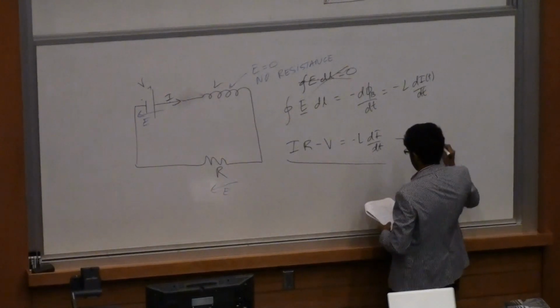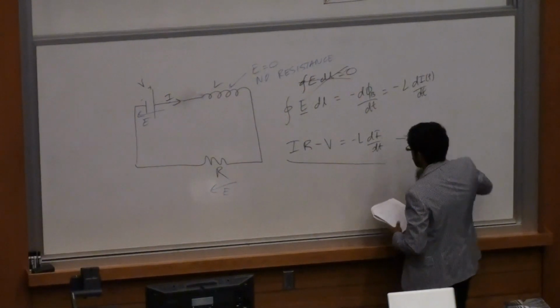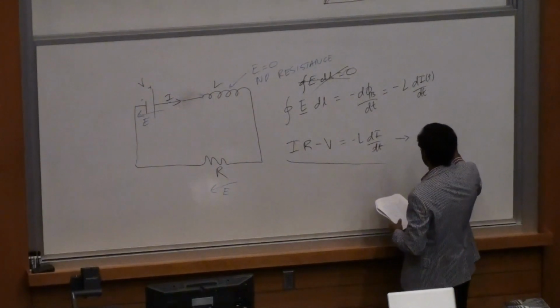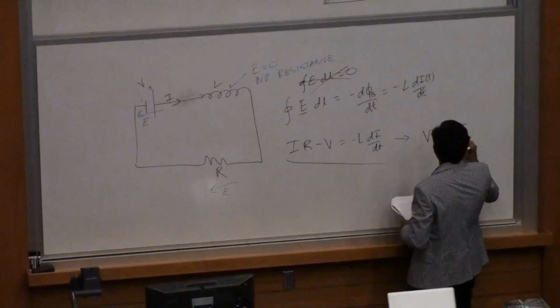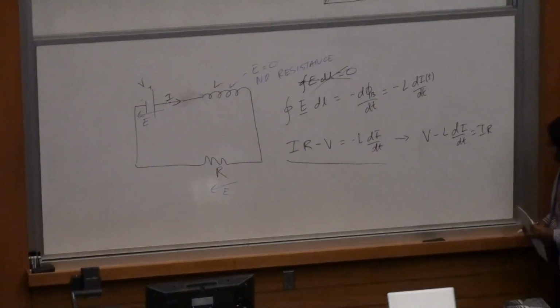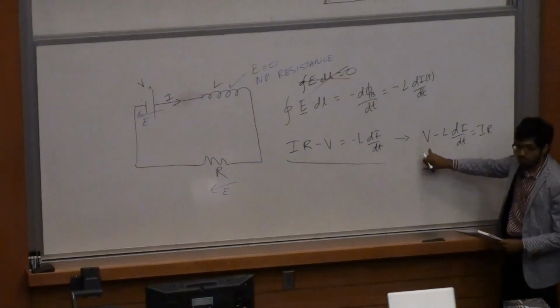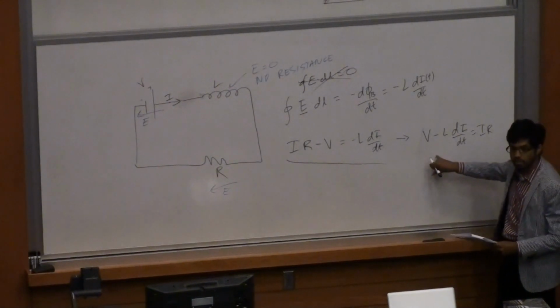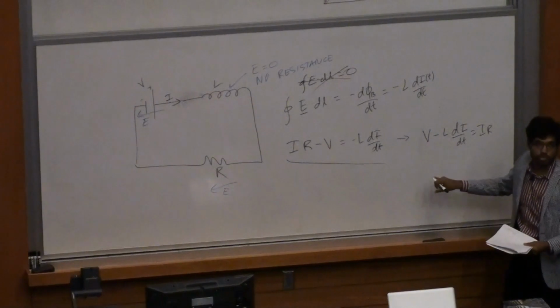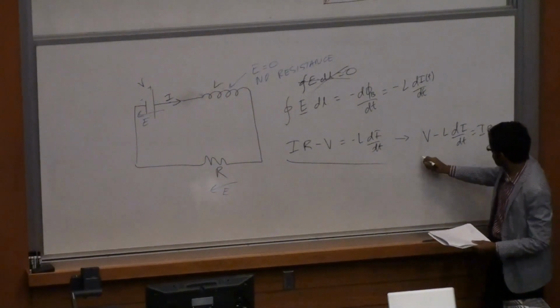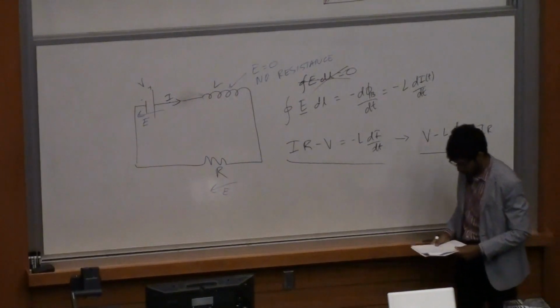Well, no, let me do it the other way around. So I'll bring the voltage over to the side, so I have V minus L di dt equals IR. And this is sort of, at least logically pleasing, because I have a certain EMF, and this term essentially says that my inductance is opposing, it's fighting my EMF, which we know is the case right now. So this is a bit more intuitive way to look at it.